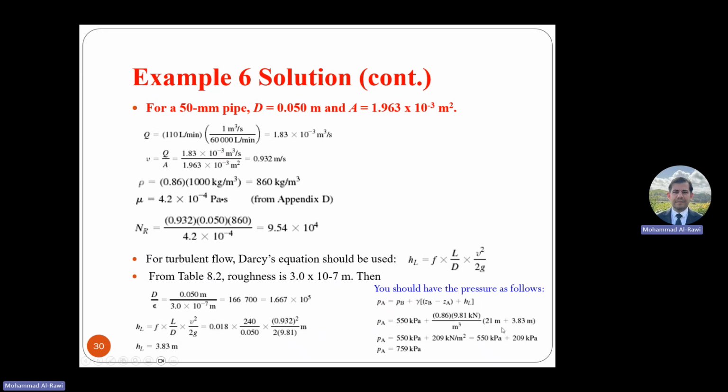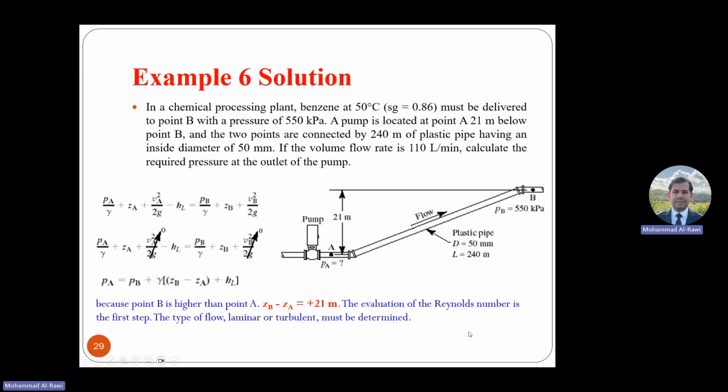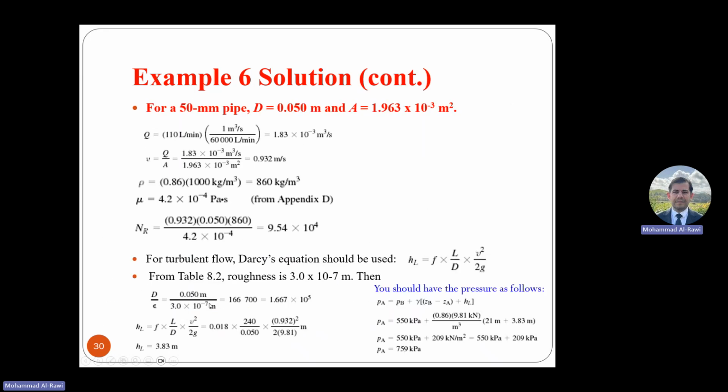You have the equation we just set up here. So PB is 550 kilopascal. This is specific gravity times the specific weight of the water. 21 is the elevation. This 3.83 meters represents the H losses due to friction. You add them, so the pressure will be 759 kilopascal.